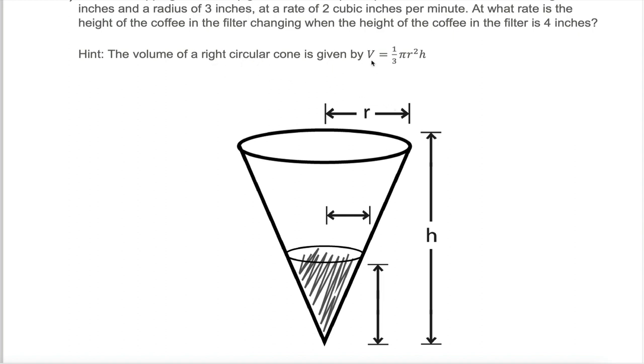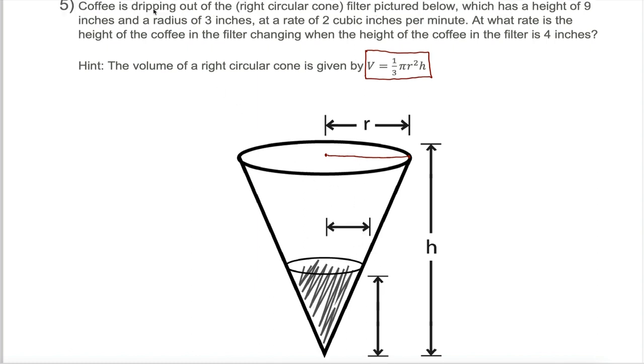right circular cone. And I wouldn't expect you to know the equation of the volume of a right circular cone, so that's something that I'd provide you with. The volume of a right circular cone is given by this equation right here. R represents the radius of the cone, in other words, the distance from the center to any of the edges. H represents the height of the cone, and capital V represents the volume, in other words, how much liquid you could fill this thing up with.